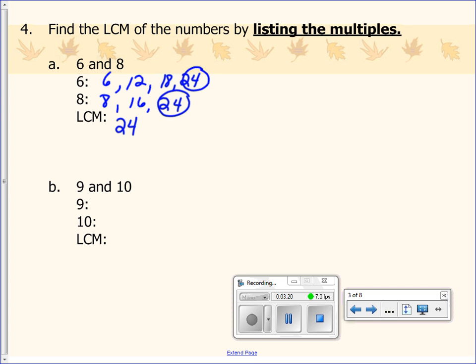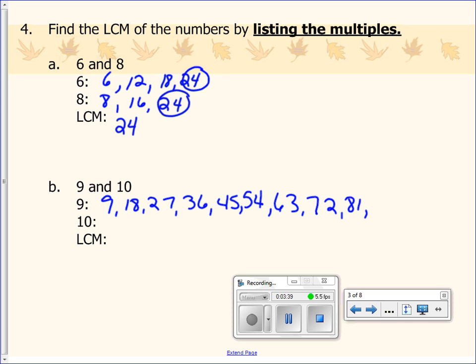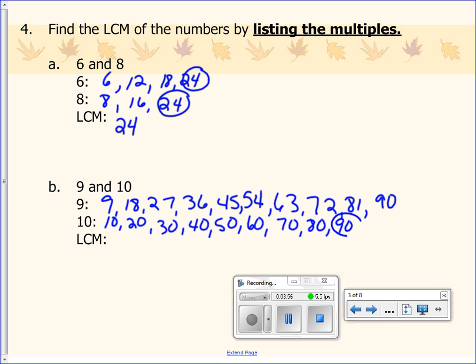And then I'm going to list the multiples of 9 and 10. I'm going to stop on this. When it gets to 90, because in your heads you know what the multiples of 10 are. But again, you will be asked to list them to show that you know what they are. So the least common multiple of 9 and 10 is 90.